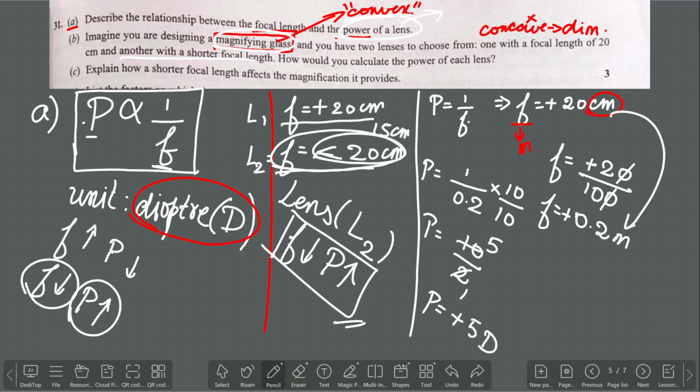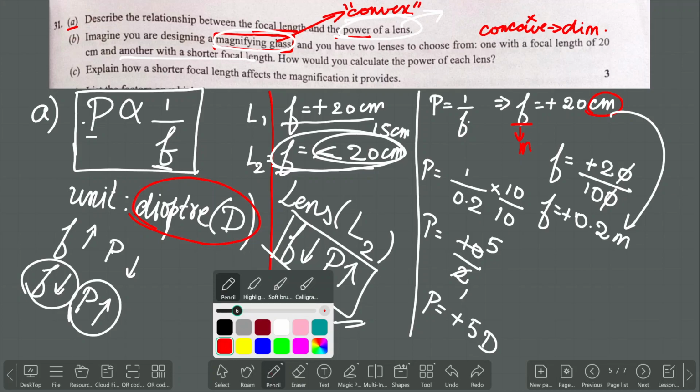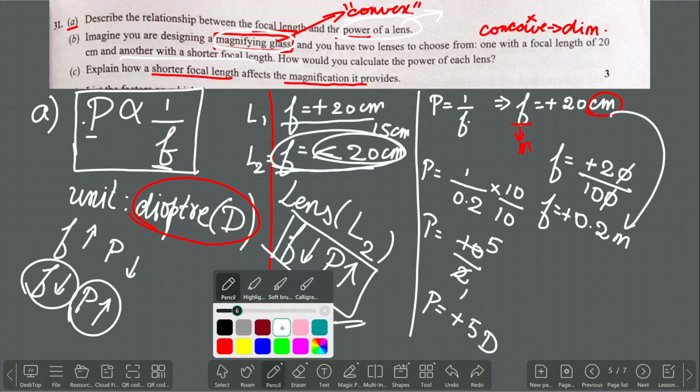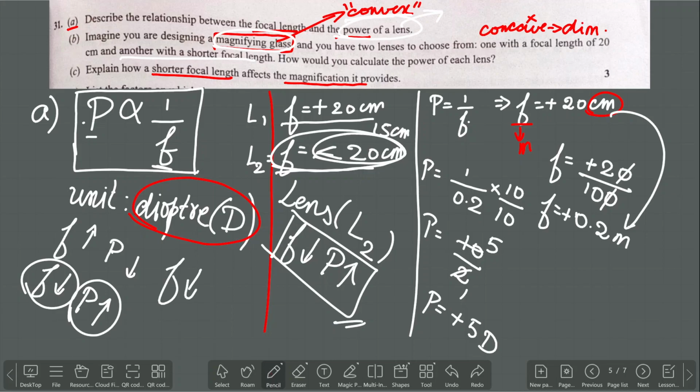So now go to the third one, question C. Explain how a shorter focal length will affect the magnification it provides. That means if focal length is less, as we said over here, if focal length is less, the power will be more, as it is inversely proportional to each other.